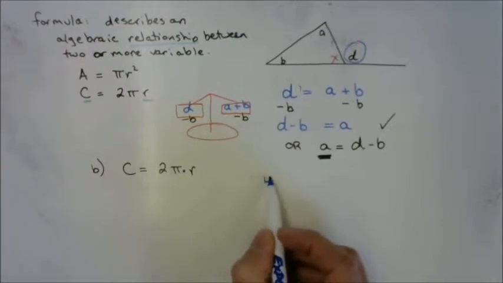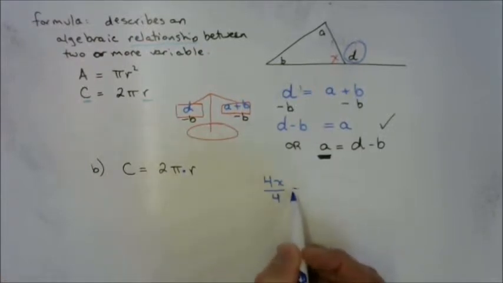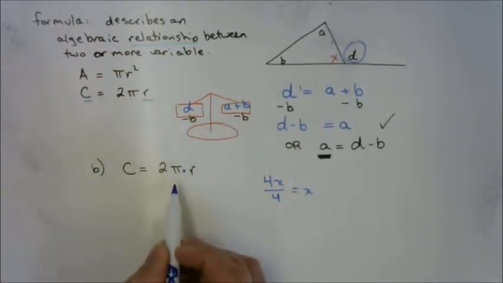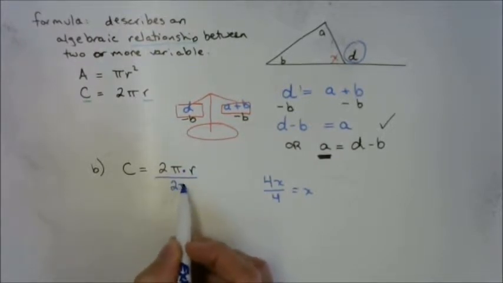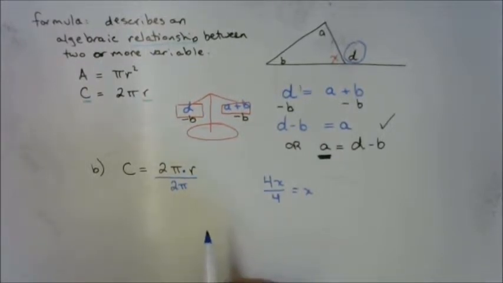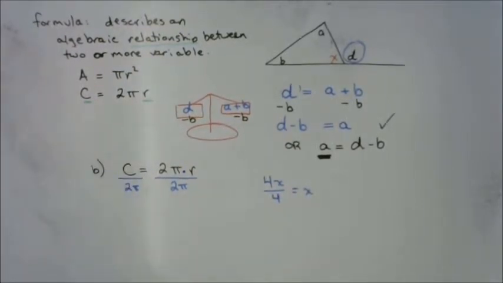Just like this, if I had 4x and I wanted to get x by itself, what would I do? I'd divide by 4, and I'd get just x. So over here, if I want r by itself, I have to divide by 2 pi. I also have to do the same thing to the other side, or my scale will tip.